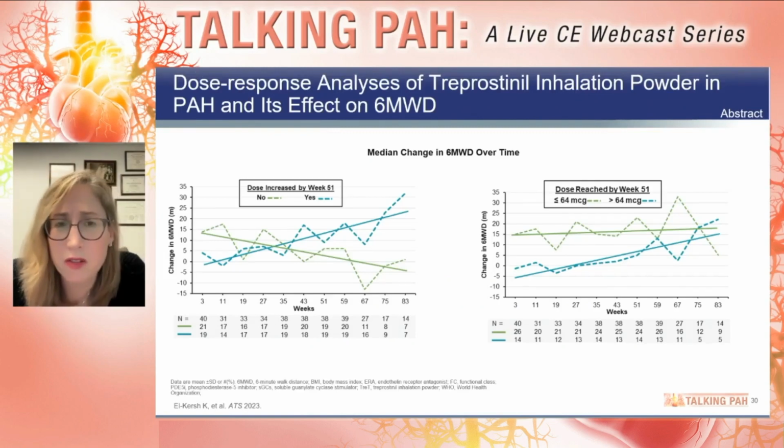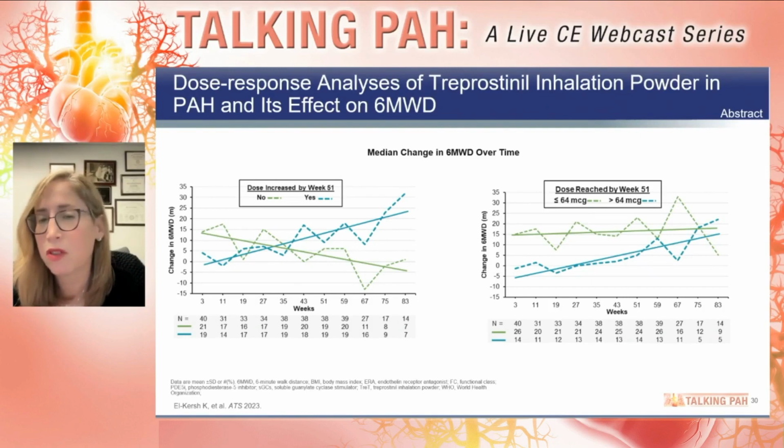And this was a study using treprostinil inhalation powder, and really looking in the BREEZE study, which was already reported. This is 51 patients, and they're looking at the median 6-minute walk distance at week 83. They did 2 analyses. They wanted to see how up-titrating correlated with the 6-minute walk distance, which is on the left-hand side, and on the right side, if their dose was greater than 64 versus less than 64. And as you would expect, with titration, your walk improves, and at a higher dose, you have a farther walk.